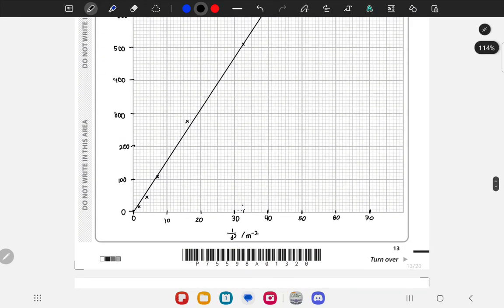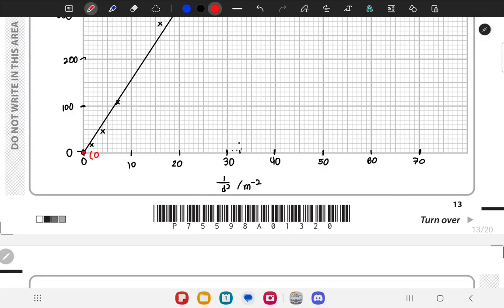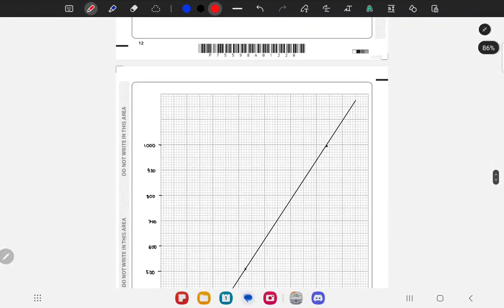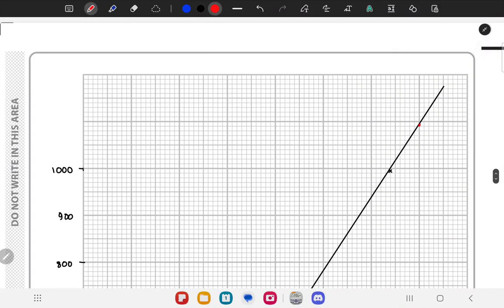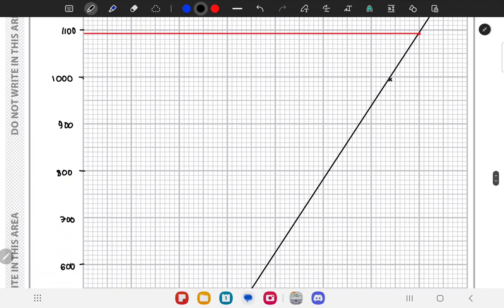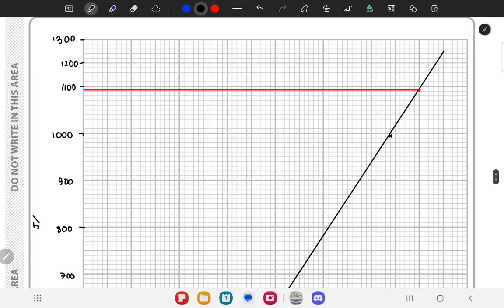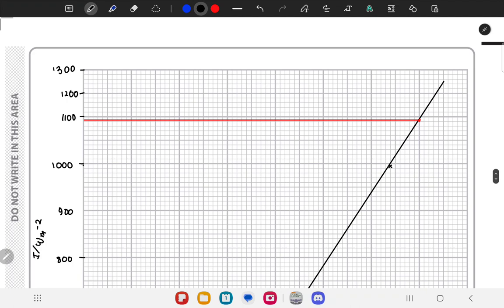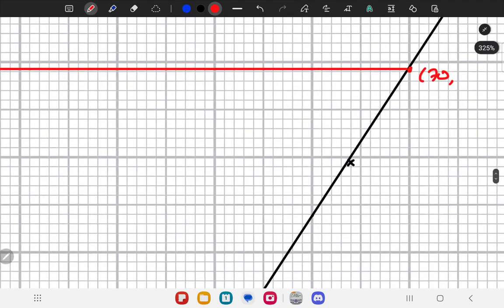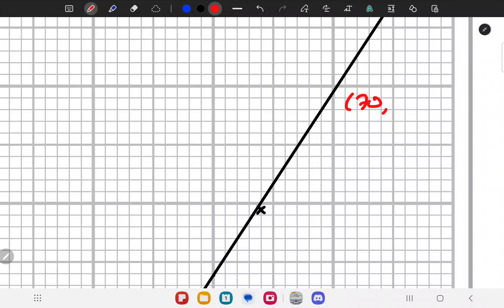So one of the values I'm using is 0, 0, and at 70, this is the value. This is about 1100. We have to label the y-axis as well. This was intensity in watt per meter square. This is around about what? So this is 70, 1095. Yeah, this is closer. Yeah, 1095.